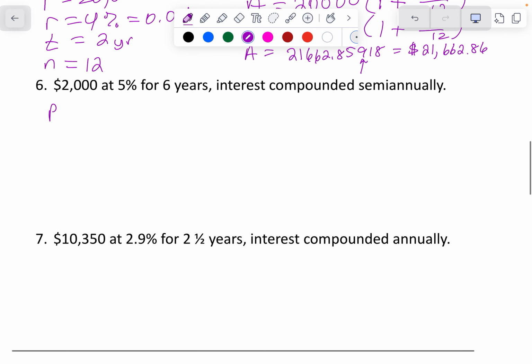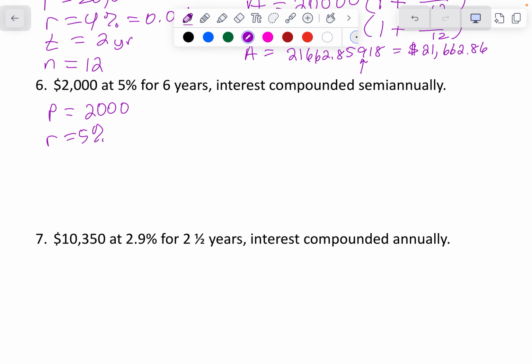So our P is 2,000. Our rate is 5%, but remember, use 0.05. Our time, we just get 6. That's pretty good. Now, semi-annually, if you think about the word semi, you're cutting something in half. So semi-annually means that this is twice per year. So in this case, our n is 2.